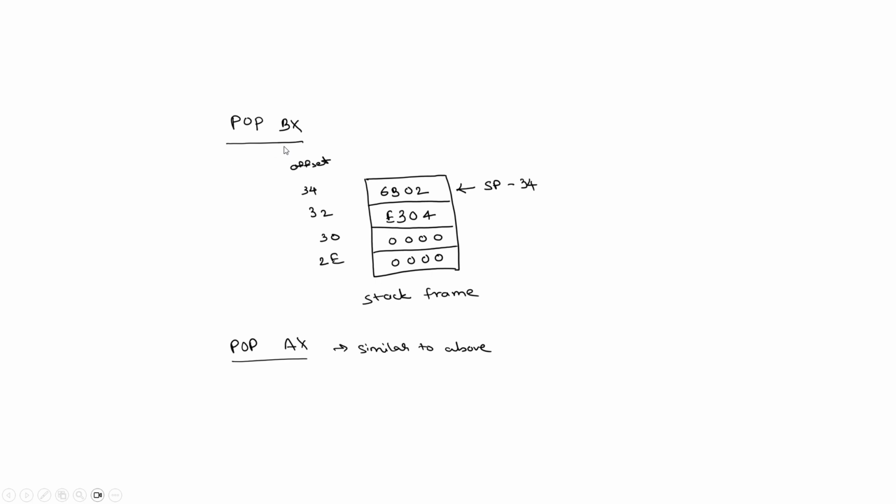Next, if we run pop BX, it will restore the word from where the stack pointer points in the stack, that is E304, to BX, and it increments the stack pointer by 2. So the value goes back again to 34. And similarly, if we next run pop AX, the 6B02 will be sent to the AX register, and it will be stored as 026B.